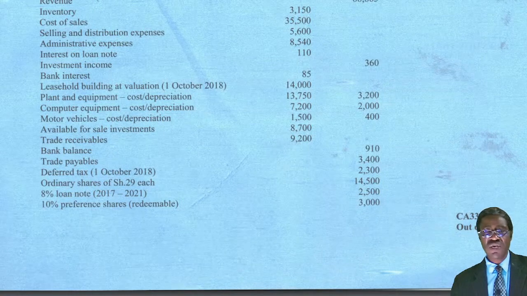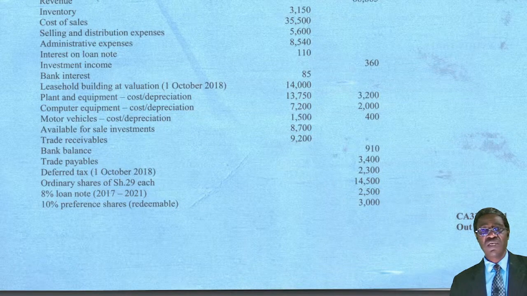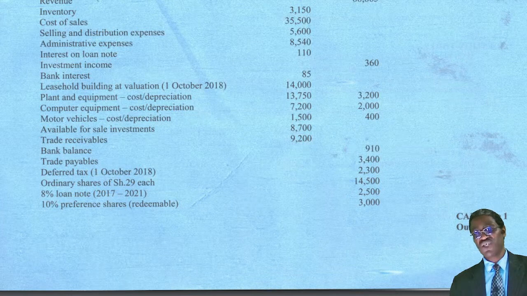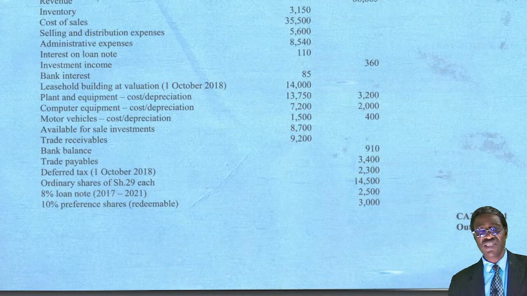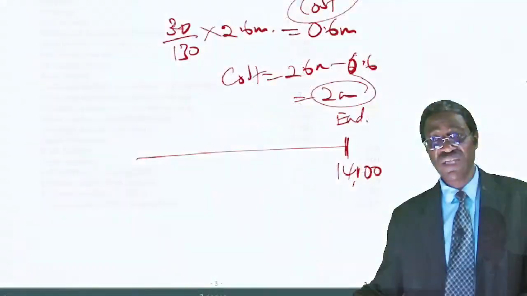If you look at the trial balance, you can see somewhere in the middle, leasehold land and a leasehold building at valuation on 1st of October 2018. That is how much? 14 million. Our figures are in thousands. According to the trial balance, this one has no accumulated depreciation, the others have, but that one does not. So that must be the value at the beginning.